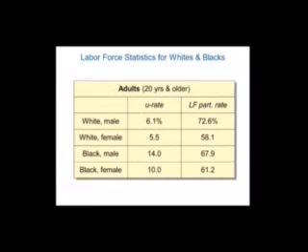So if we look at adults who are 20 years and older, for a white male the unemployment rate is 6.1% and the labor force participation rate is 72%. Okay, let's say for an African American female, the unemployment rate is 10% and the labor force participation rate is 61%.